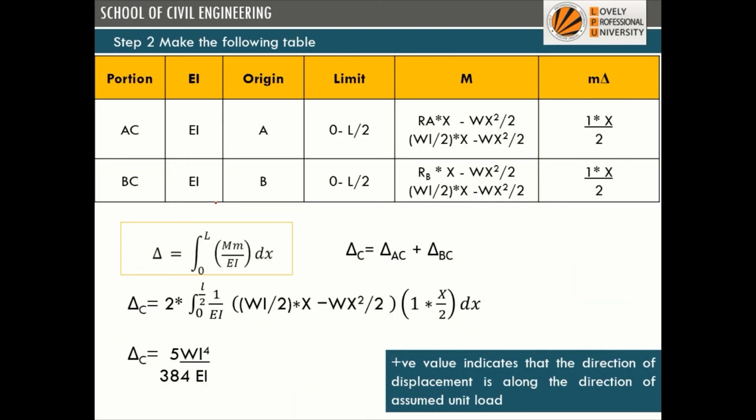So how many portions are there? Two portions are there. One is AC and other is BC. In case of a simply supported beam, we keep the origin at the supports. So for AC we will use origin as A, for BC we will use origin as B. What is the length of the portion? It is L by 2. So we will integrate it from 0 to L by 2.